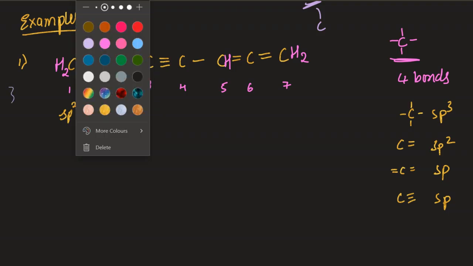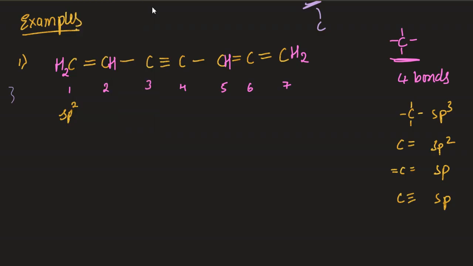Right. Moving to the next one, the second carbon. The second carbon is surrounded by a double bond on only one side. One side double bond indicates sp2, so this carbon is sp2 hybridized. Next, the third carbon has one side triple bond, right? One side triple bond indicates sp hybridization. So the third carbon is sp hybridized. Next, the fourth carbon is surrounded by a triple bond on only one side. One side triple bond indicates sp hybridization.